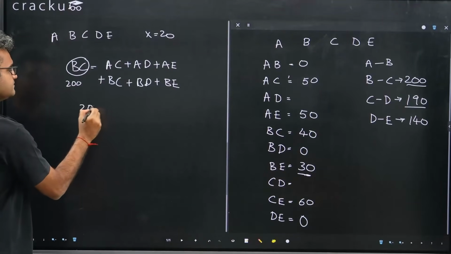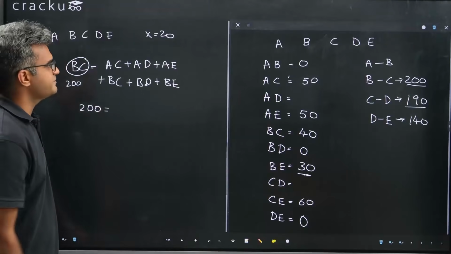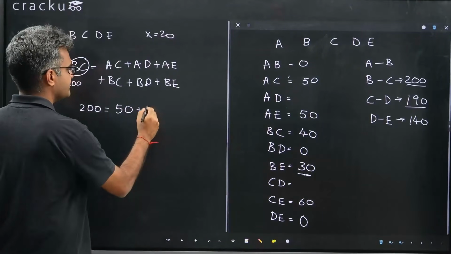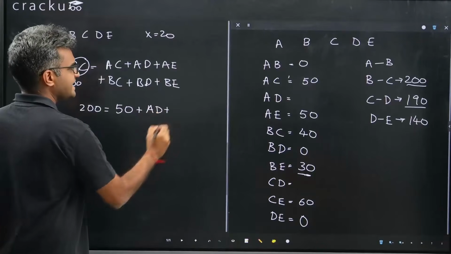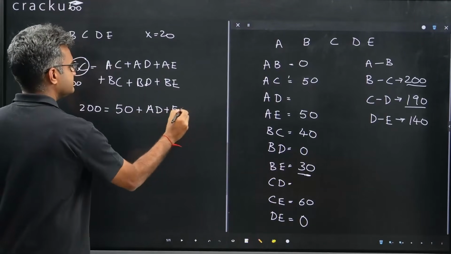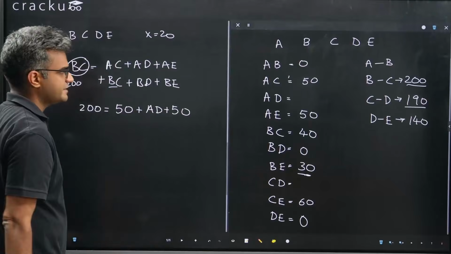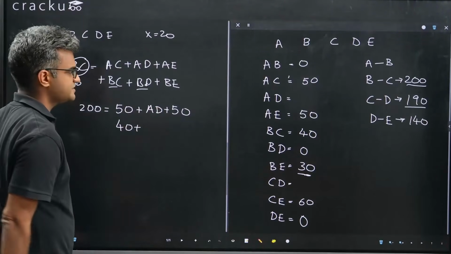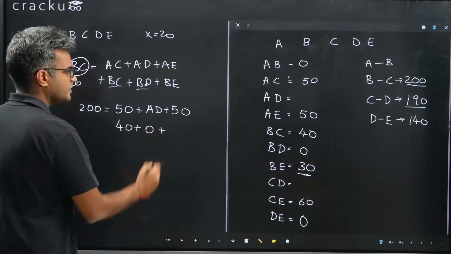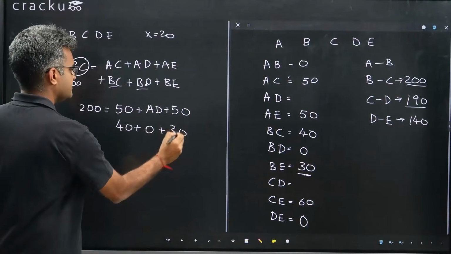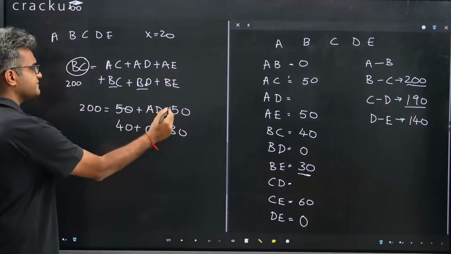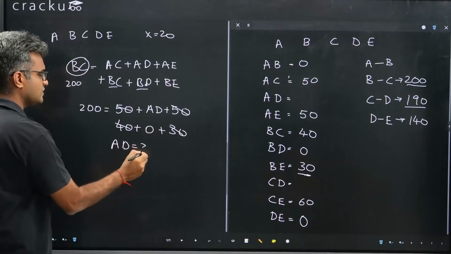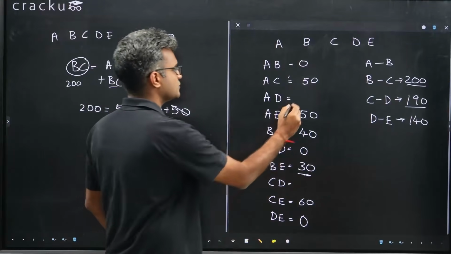So 200 is equal to what is AC? AC is 50. What is AD? We don't know the value of AD. What is AE? AE is again 50. What is BC? BC is 40. What is BD? 0. What is BE? It is 30. From this equation, 50 plus 50 is 100, 140, 170. So the value of AD is equal to 30.